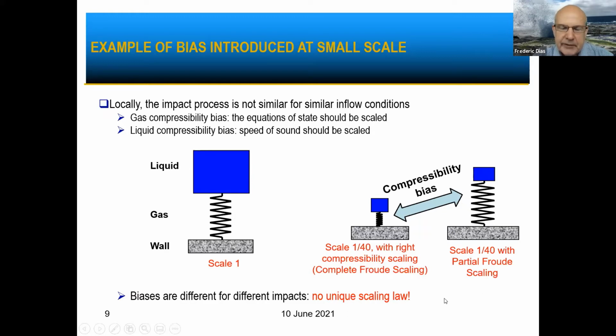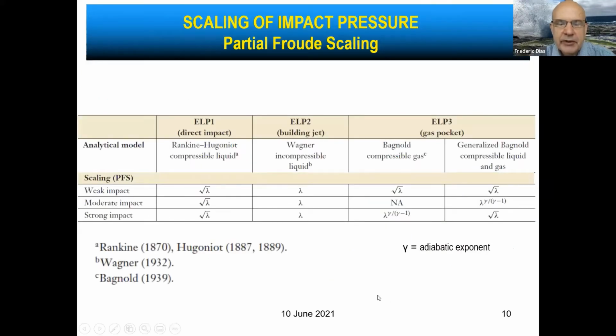But I showed three models, and the biases are different for different impacts. So this is summarized in this table here for the three elementary loading processes. The direct impact, and for that one, the scaling is square root of lambda. For the Wagner type, which is incompressible, it's easy, it's lambda everywhere. And then for the gas pocket, there are actually two different cases, but we can distinguish between weak impact, moderate impact, and strong impact. All this is explained in that review article.